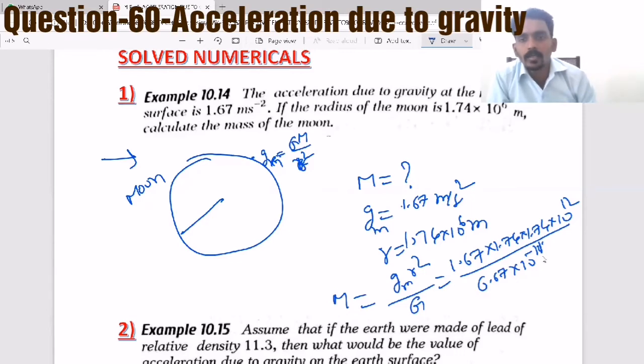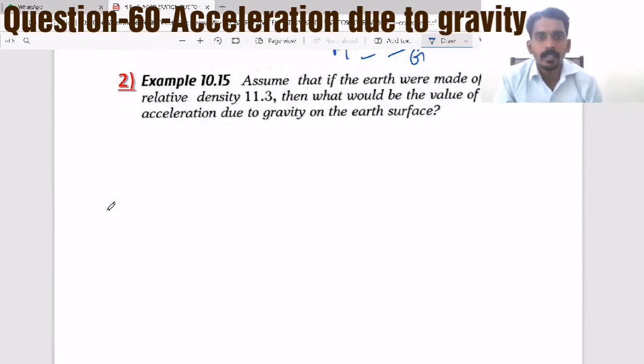So this way they can ask the question directly based on the formula. What is the acceleration due to gravity for a particular planet or satellite, anything? They will give the required data. You need to be careful about calculation. Fast and perfect calculation is needed.